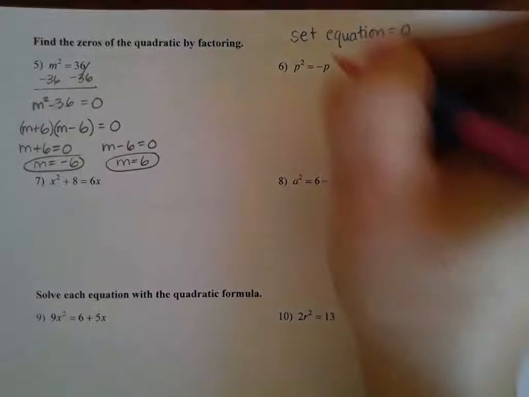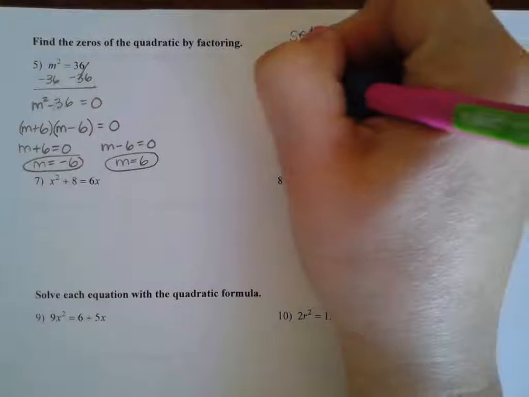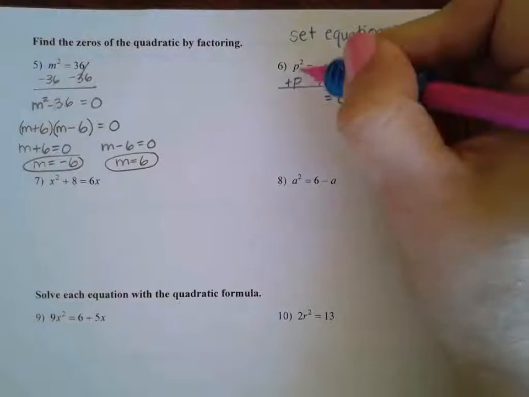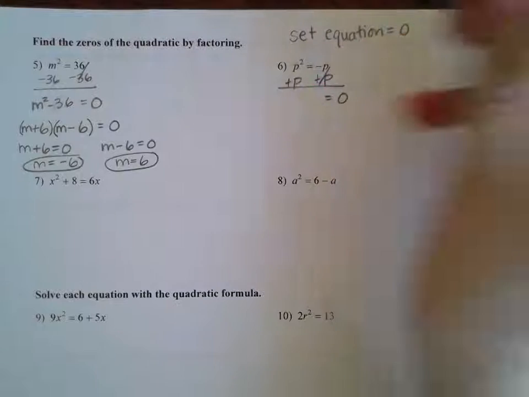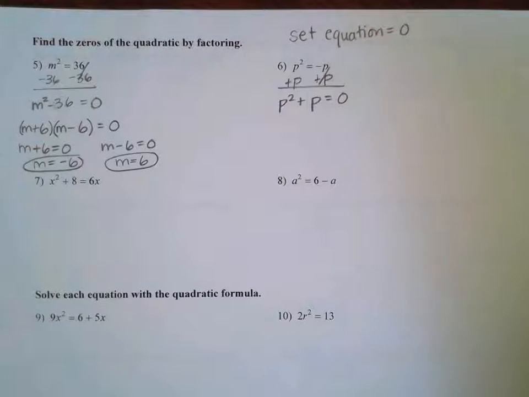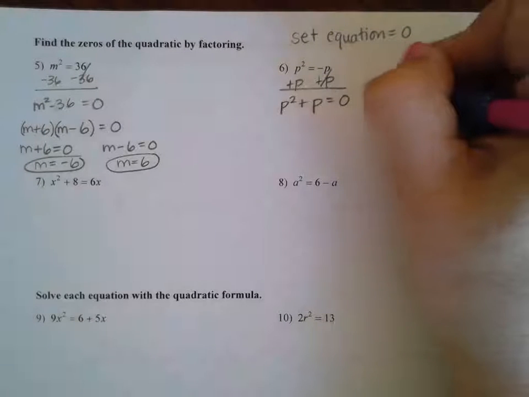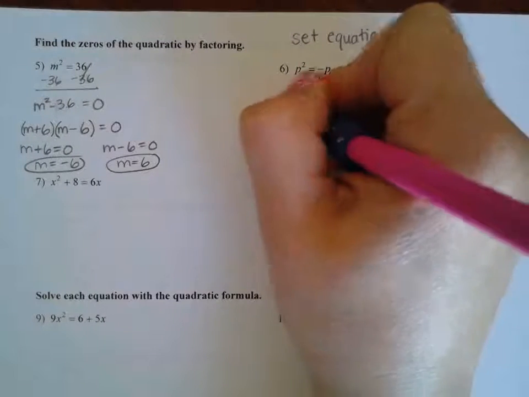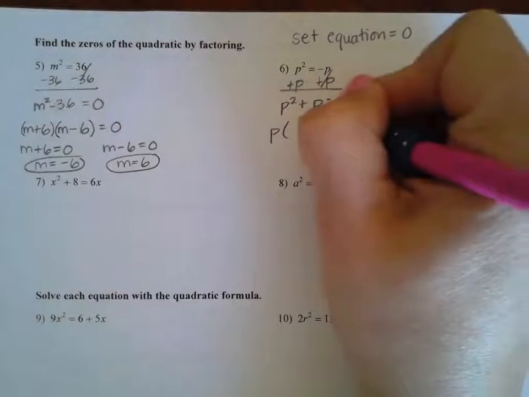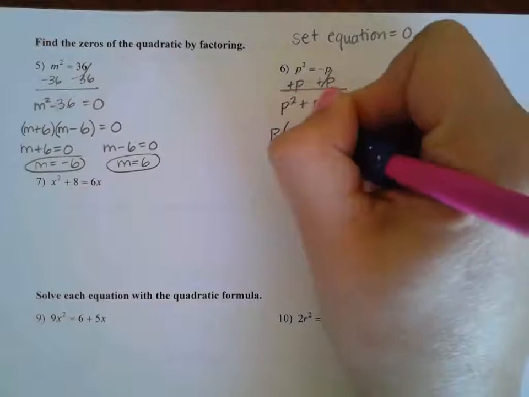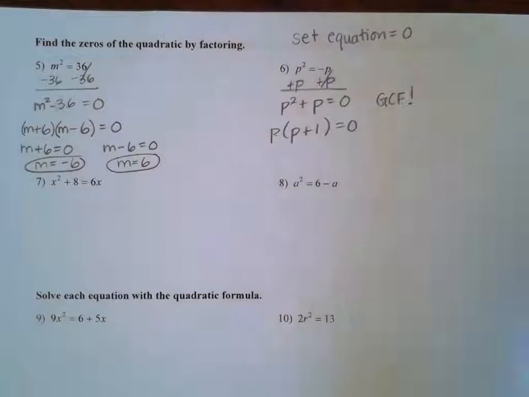Okay, number 6. You need to add p to both sides. That becomes 0. These are not going to combine, all right? So you just write it p squared plus p. Now, we can factor that also. It only has 2 terms. So what you want to do is find a GCF. The GCF is p. Then make parentheses. This is p, and then this is 1 equals 0.